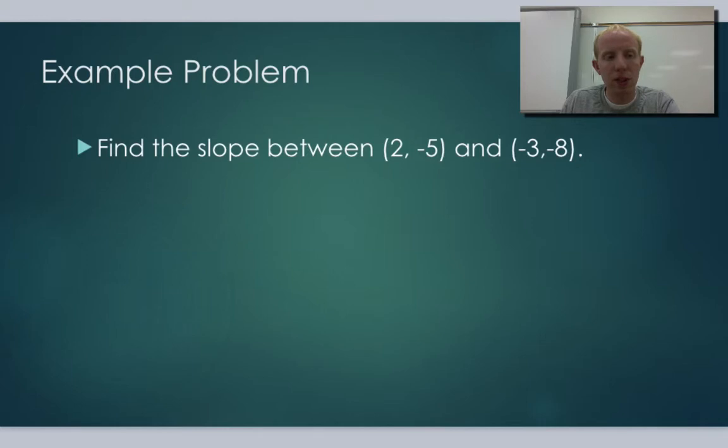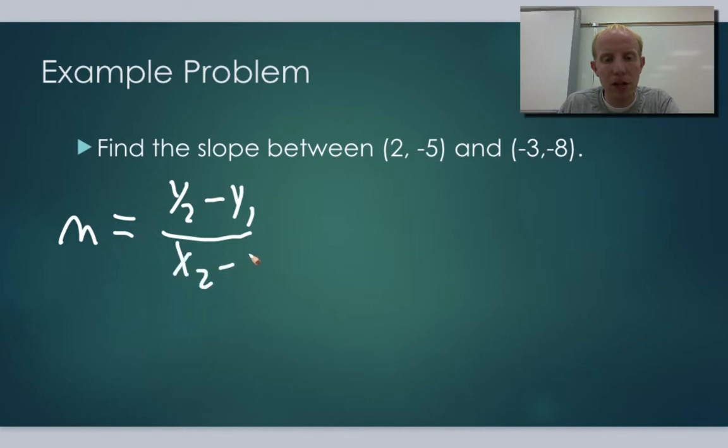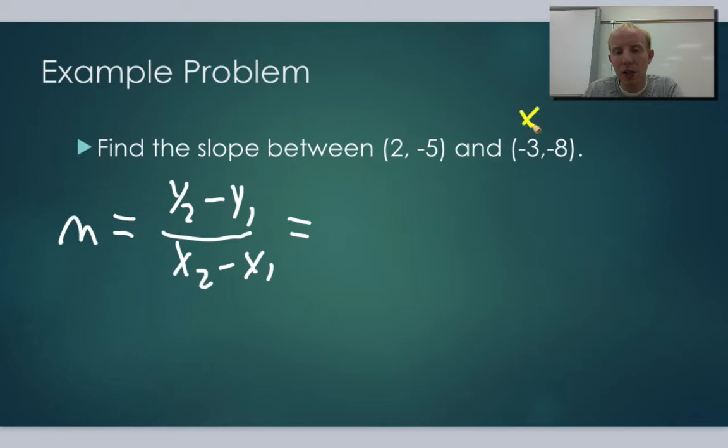Find the slope between the point 2 comma negative 5 and negative 3 comma negative 8. So we're just going to take that the slope is equal to our formula y2 minus y1 over x2 minus x1. In this case, this is going to be x2, this is going to be y2, this is going to be x1, this is going to be y1. And we can just plug them straight into the formula.